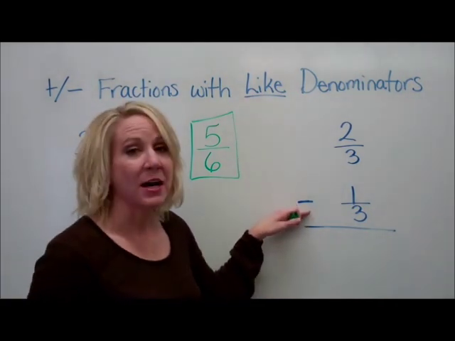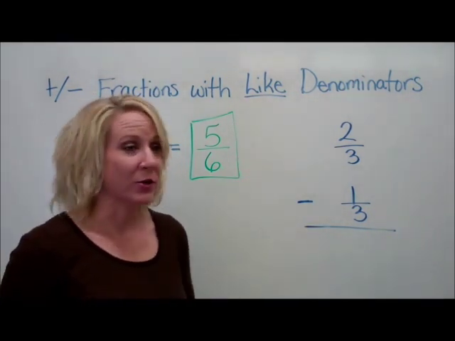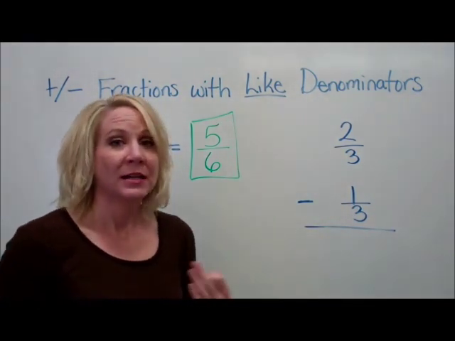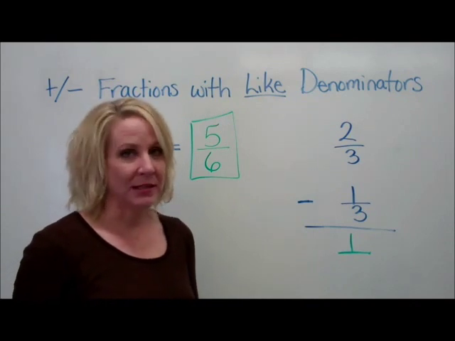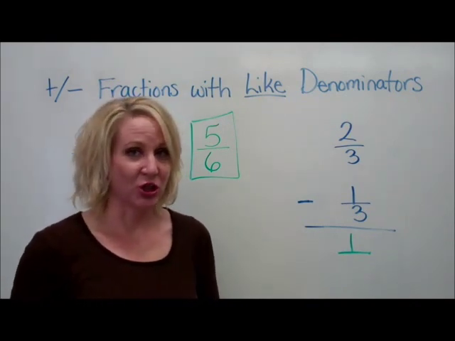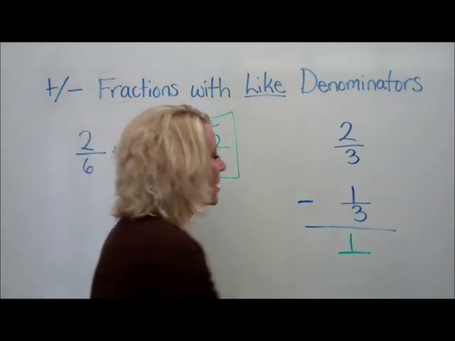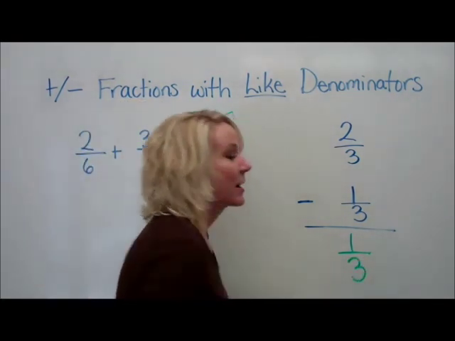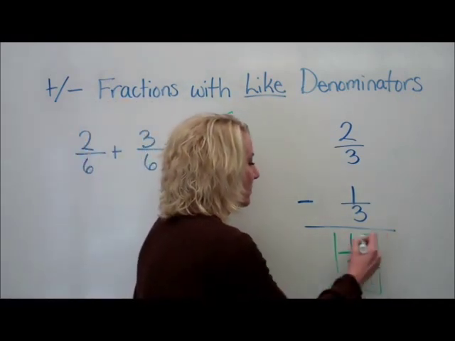Again, here we're going to check the operation. It's subtraction. So we simply subtract the numerators. 2 take away 1 is 1. And then for the answer, again, you keep the same denominator that the two fractions share. These two fractions share the common denominator of 3, and so we keep that denominator in our answer. Our final answer for this problem is 1/3.